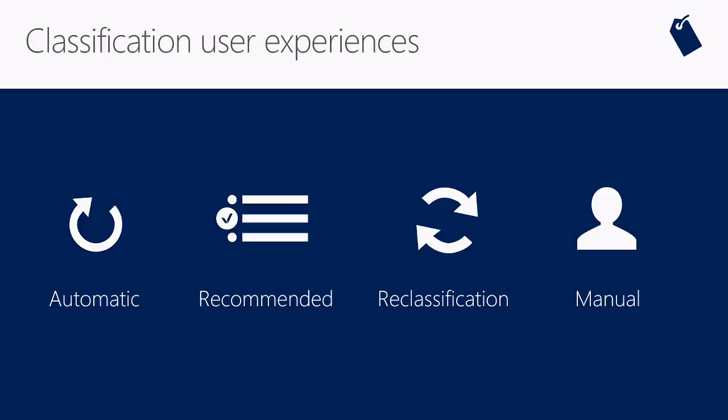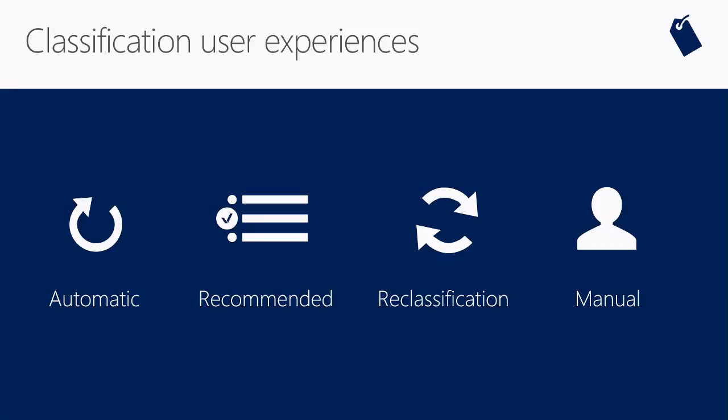The second capability for the end user is recommended classification. Recommended is the same type of deal as automatic. We use rules to find the data automatically, but instead of immediately classifying it with the classification that matches the rule, we pop up a little tooltip to the user saying, hey, we found a credit card number. You should go and label this as X. And the user can choose to do that or choose not to do that.